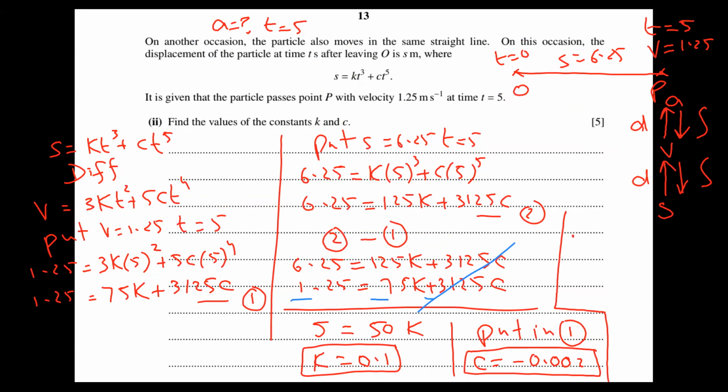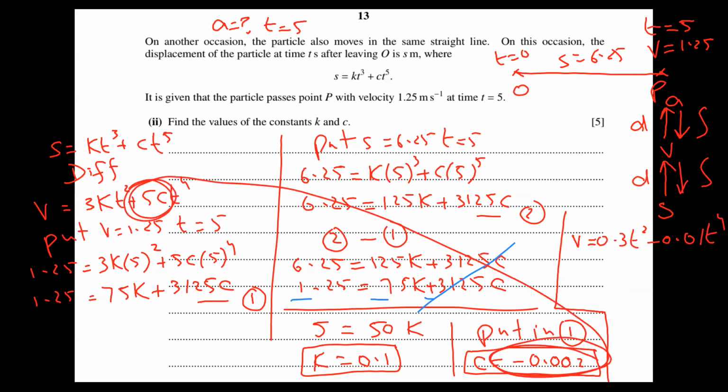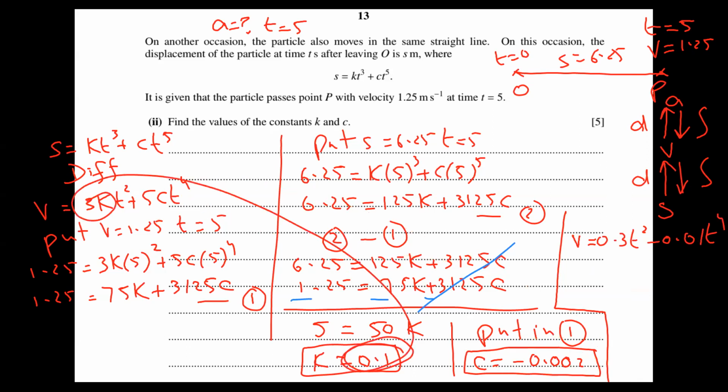So let's start. Velocity is actually what? 3 times 0.1, it becomes 0.3, and t to power 2. And this C into 5, and you know that into 5, it tends to be negative 0.01 t to power 4. Repeat again: when I replace this C value here into 5, I get negative 0.01. And this K value into 3, I get 0.3.